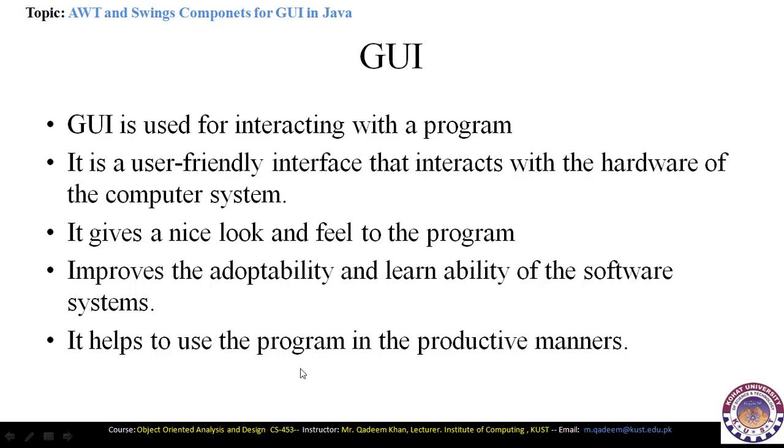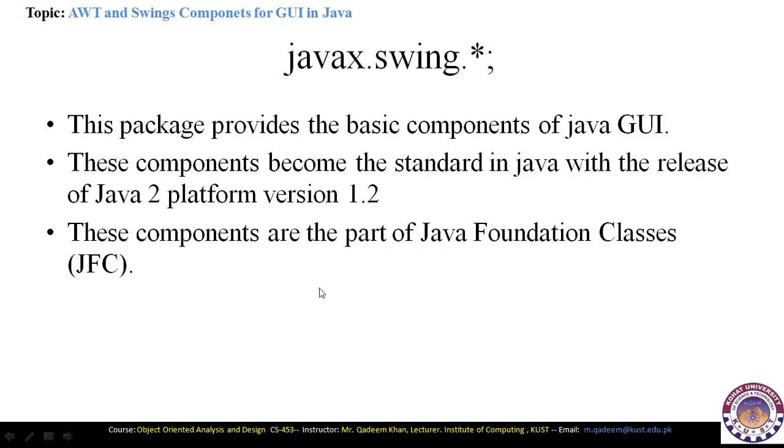So if the GUI is very user friendly, then the user productivity on the program should also be good, or the user productivity should be increased. If the GUI is not user friendly, then it means that the user cannot perform more tasks on the GUI. Now, importantly, javax.swing is a library used to create the GUI.